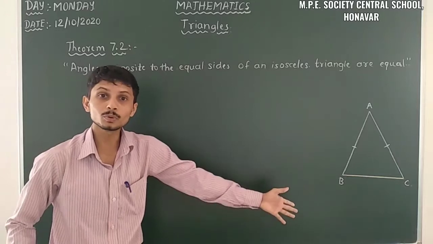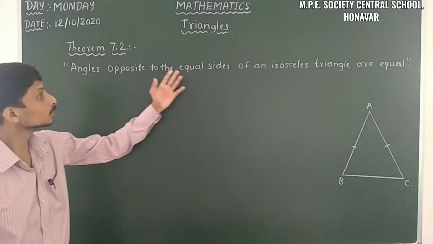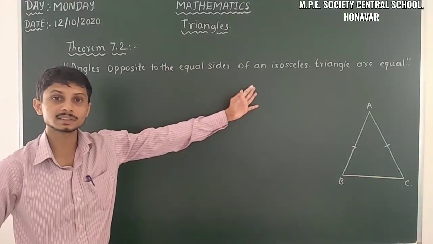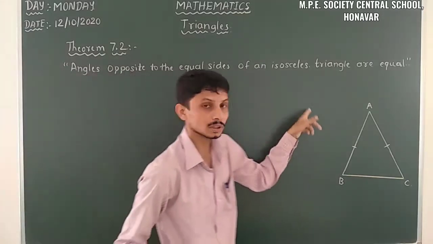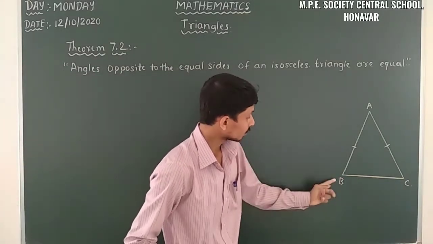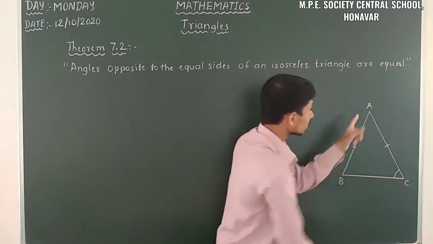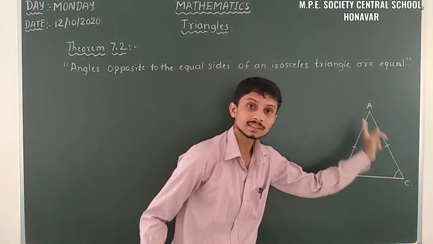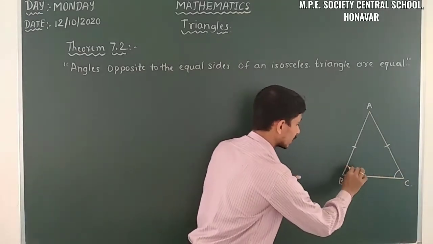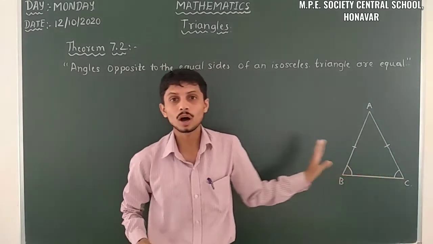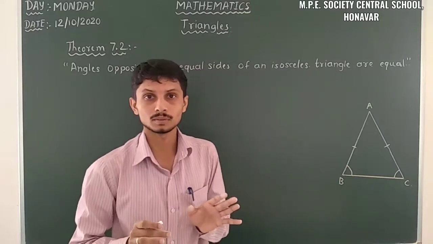What do we have to prove here? The angles opposite to the equal sides of an isosceles triangle. The angle opposite to AB is C, and the angle opposite to AC is B. Those two are equal. We have to prove that.